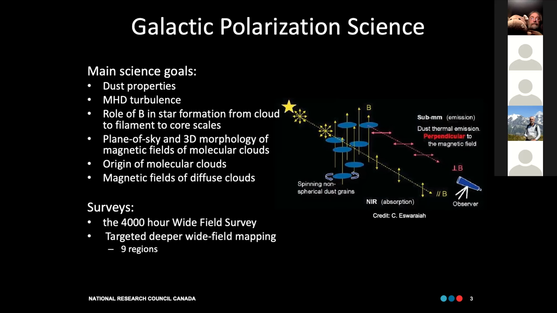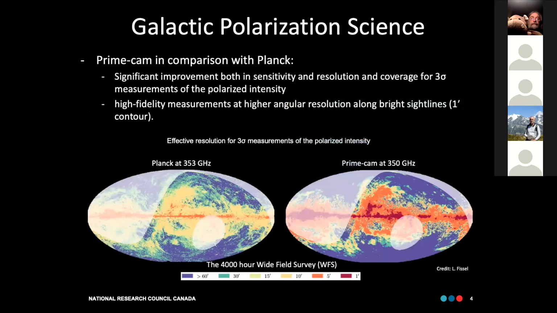We also aim to map the magnetic fields of diffuse clouds within our own galaxy. And we will accomplish this by 2 surveys. One is the 4,000-hour wide field survey, and the other is targeted deeper wide field mapping of 9 targeted regions. So PrimeCam will have significantly improved sensitivity, resolution, and coverage for 3 sigma measurements of polarized intensity.